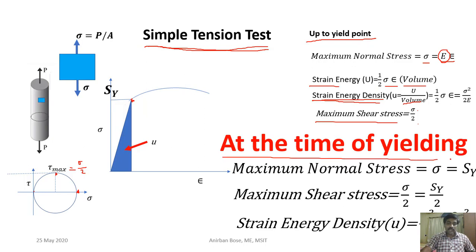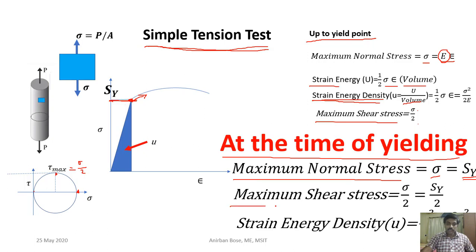Now at the time of yielding, see why yielding is very important: in ductile materials, yielding means the failure starts. It is the point where we consider that a ductile material fails. Before it the behavior is elastic, and after it permanent deformation starts, which means the ductile material fails. So the maximum normal stress that can be allowed in a ductile material is sigma equal to SY, which is nothing but the yield strength of the material, SY.